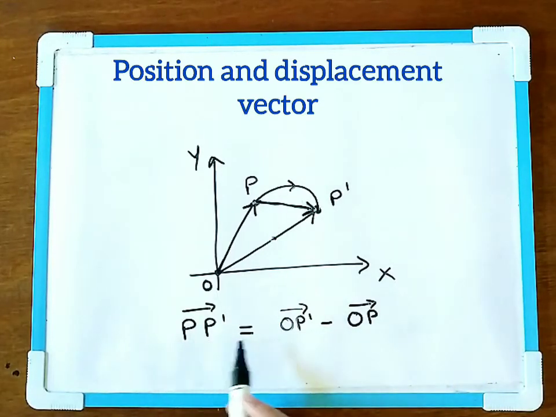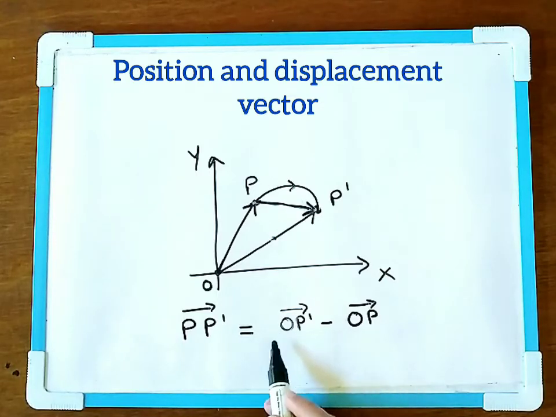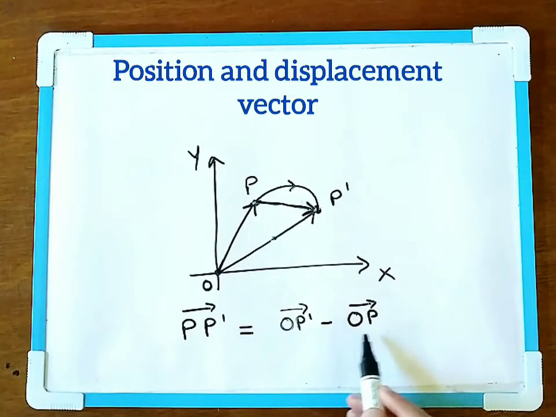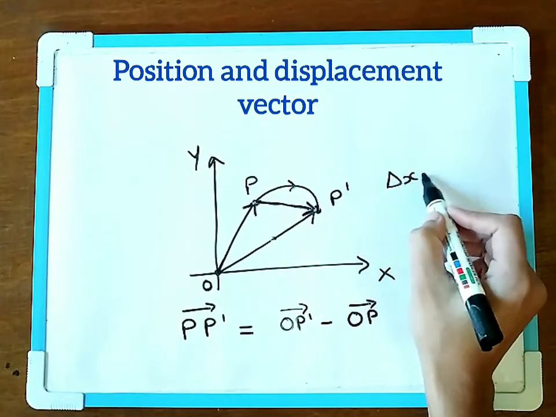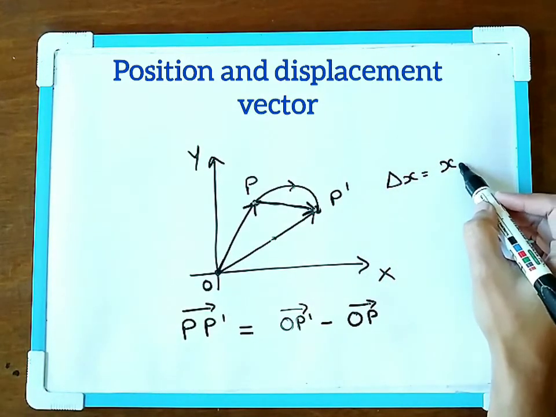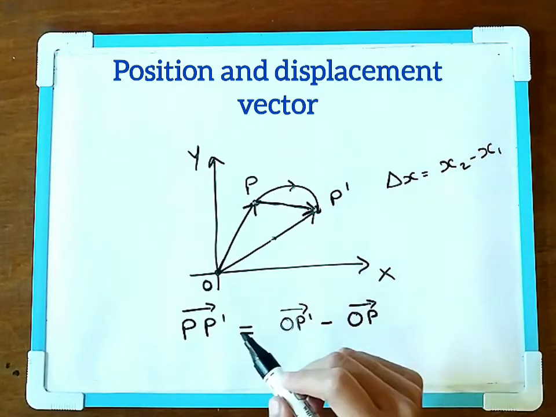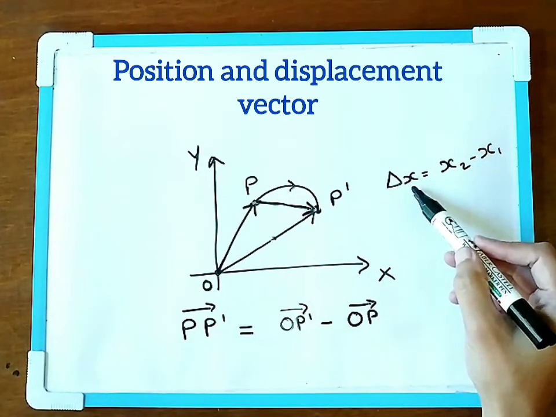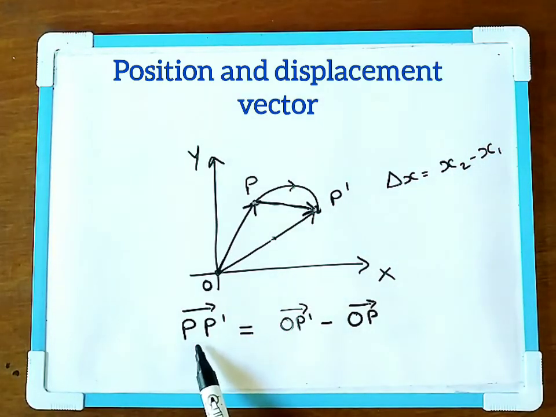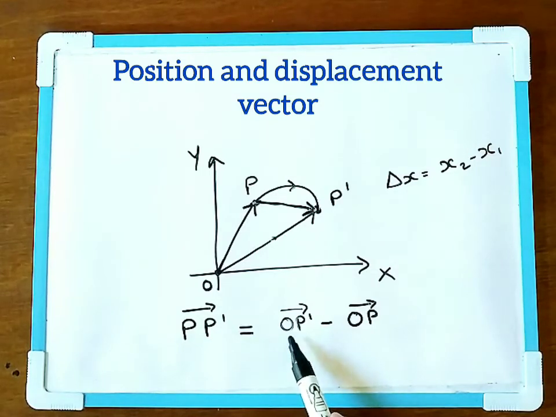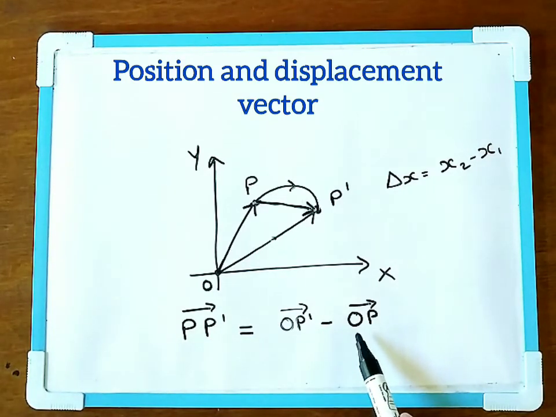So hence the displacement vector is equal to the final position vector minus the initial position vector. Remember in chapter 3 we did displacement as delta x. This is equal to final position minus initial position, isn't it? So this is the displacement. We have the final position minus the initial position. So here also this is the displacement vector. We have the final position vector minus the initial position vector. So this is the relation between the displacement vector and the position vectors.